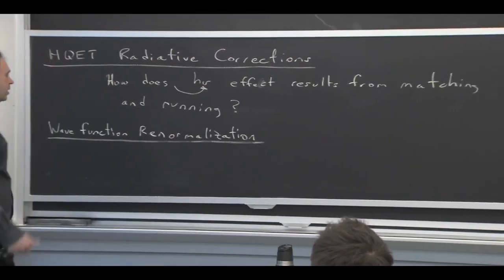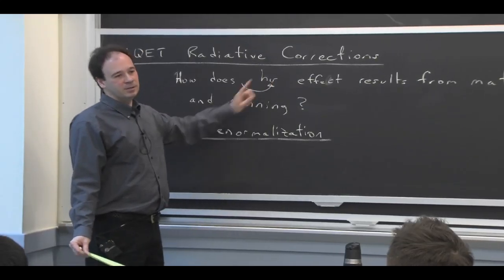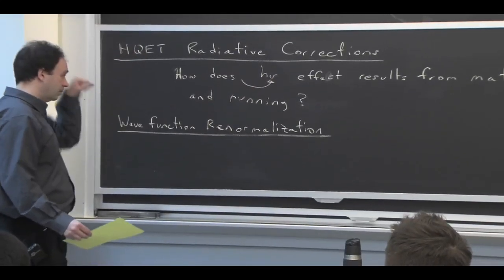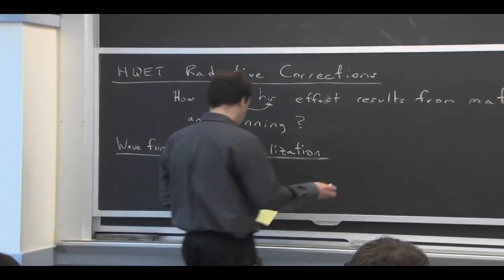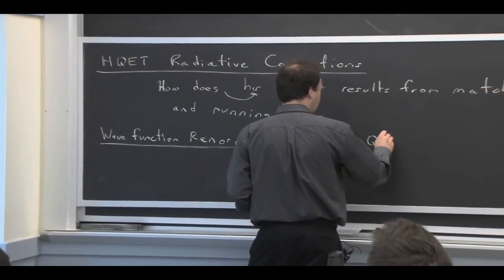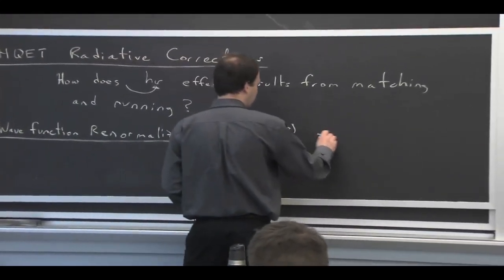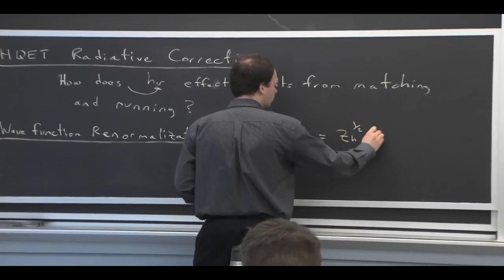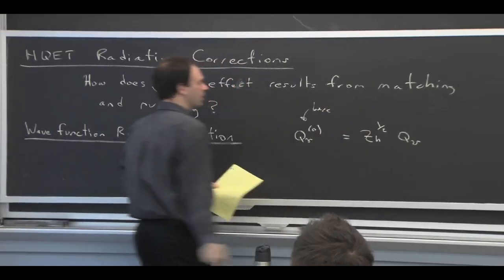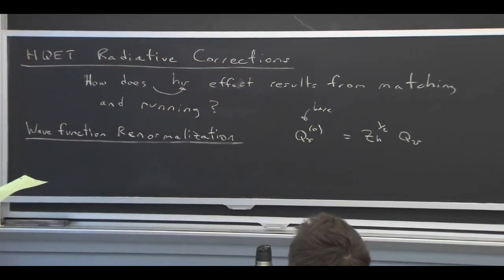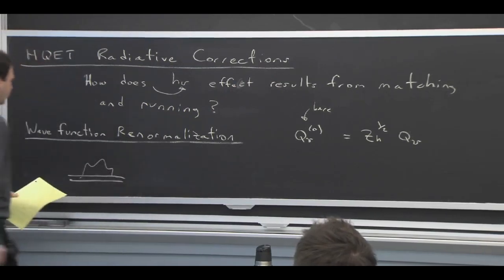We know how to do matching and running. We've seen an example of that. In this theory, there's this label V on the fields, and we want to figure out how that affects doing matching and running. So we started out talking about the wave function renormalization calculation. So we have these fields which we can have a bare version of and a renormalized version of in the usual way. So this is renormalized and this is bare. Some z factor between them that I'll call zh for z heavy. And so we have to calculate at lowest order this diagram.